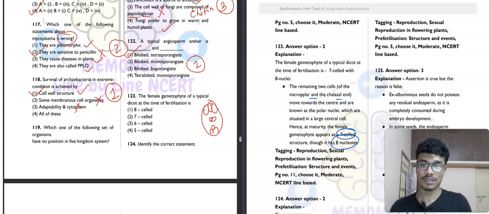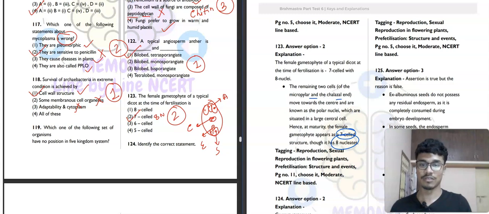Okay. So these are what? Antipodal cells. These are antipodal cells. These two are synergids. This one is the egg cell. Here is the central cell which has 2 nuclei. This one is the central cell. So 7 cell, 8 nucleated. Second option will be your correct answer.